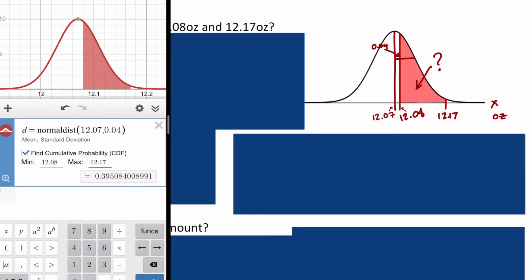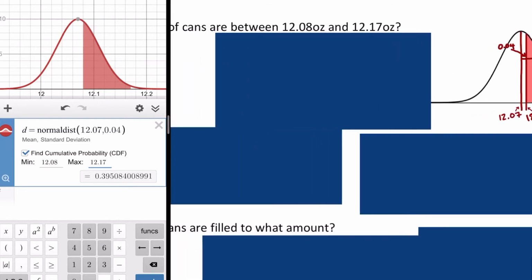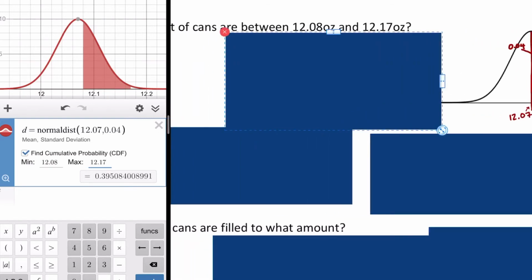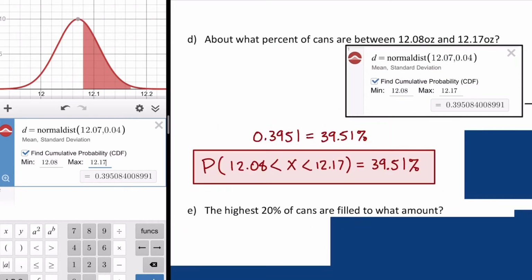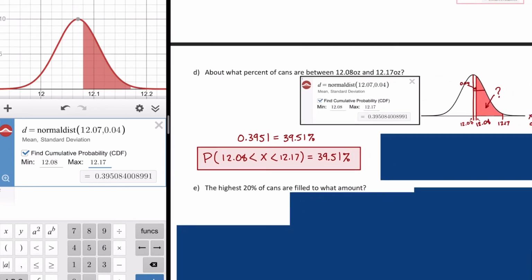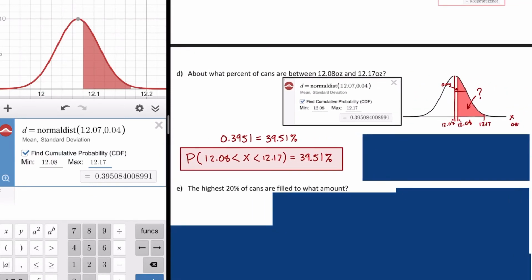And we also can see that it's about 39.51%. So there's that from the notes. And so my answer is that it's 39.51%. And so notice, again, this is saying that x is between these two numbers, and that's what we can get with our picture.